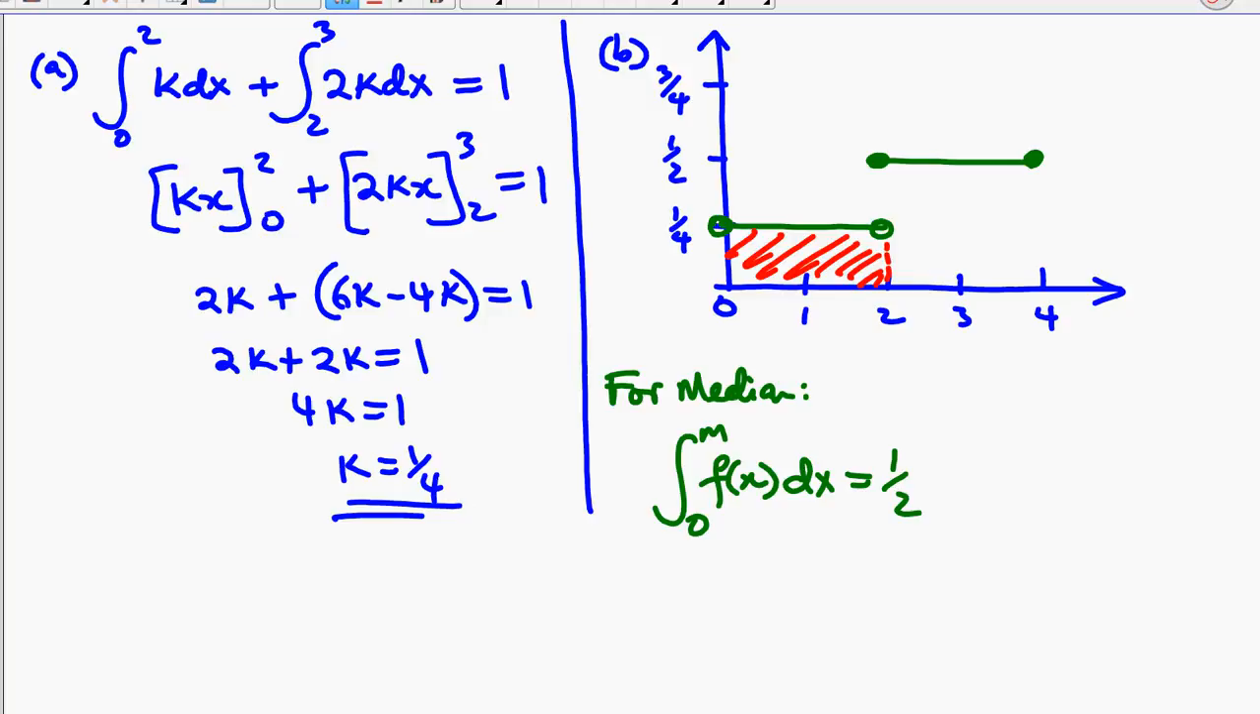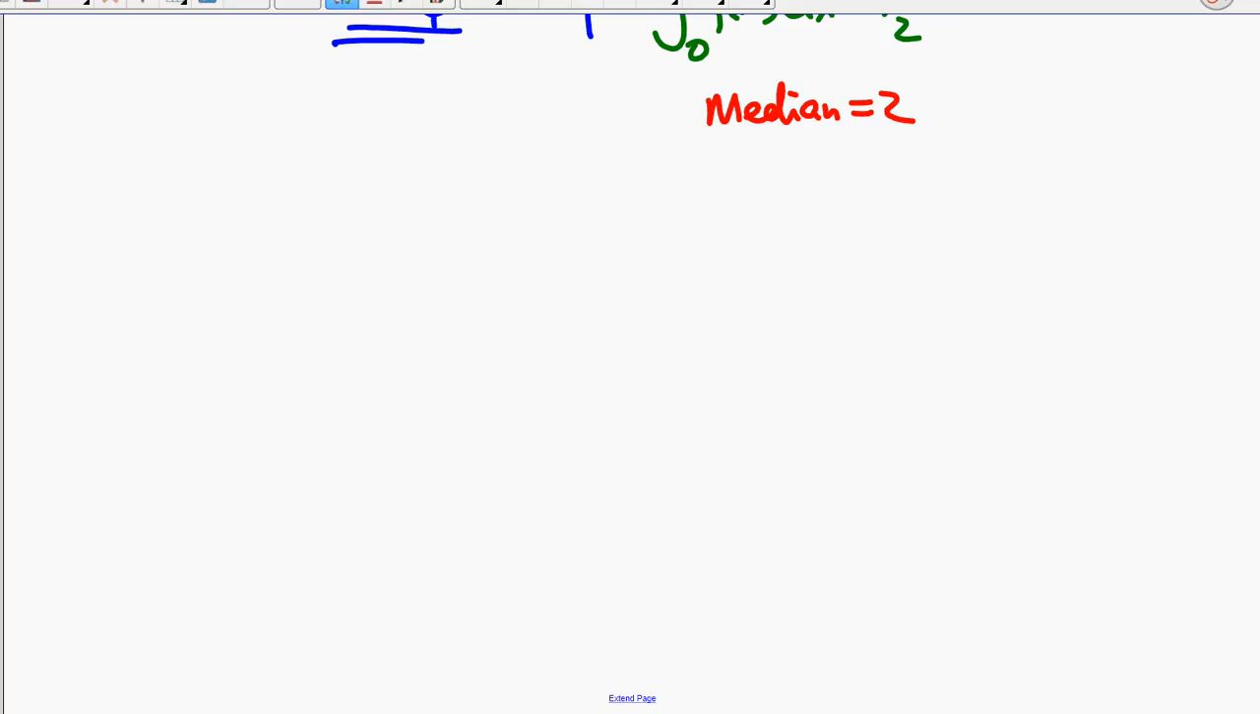So looking at what we can see here, the median is 2. This 2 is inclusive in this distribution function. So the median is equal to 2. I'm going to move on to C.